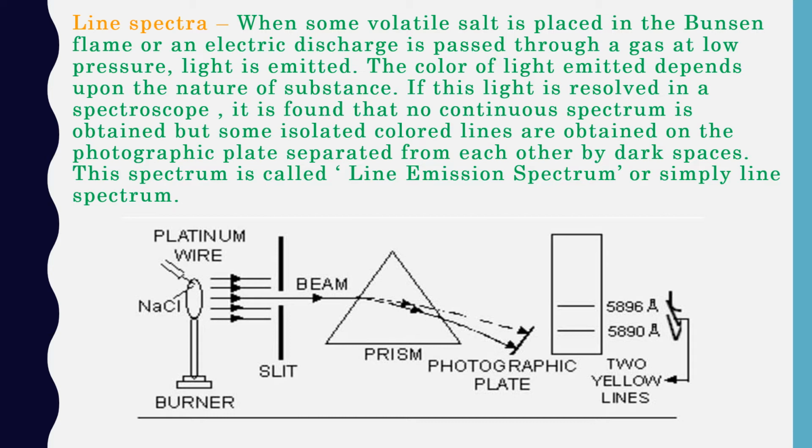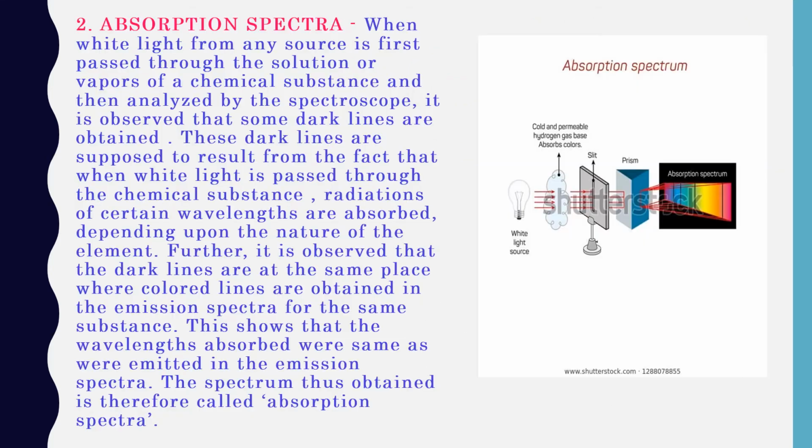Further we can say that line spectra are obtained as a result of absorption and subsequent emission of radiation or energy by the electrons in the individual atoms of the element. Hence the line spectrum is also called atomic spectrum. I hope it is clear to you all. Let us proceed towards the second type, that is absorption spectra.